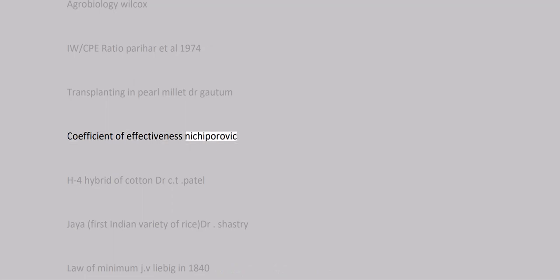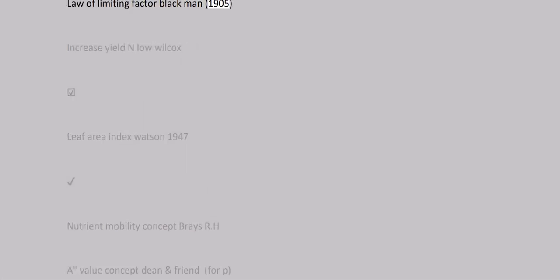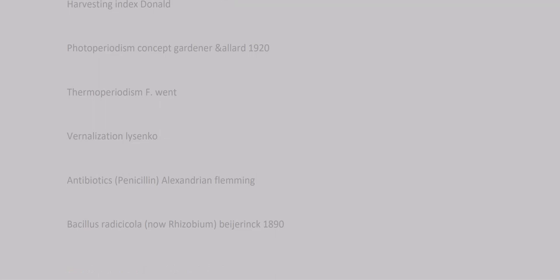Transplanting in pearl millet: Dr. Gautam. Coefficient of effectiveness: Nichiporovich. H4 hybrid of cotton: Dr. C. T. Patel. Jaya, first Indian variety of rice. Law of minimum: J. V. Liebig in 1840. Law of limiting factor: Blackman, 1905. Increase yield: Lowe and Wilcox. Leaf area index: Watson 1947. Nutrient mobility concept: Bray. Harvesting index: Donald. Photoperiodism concept: Garner and Allard 1920. Thermoperiodism: F. Went. Fertilization: Lysenko. Antibiotics, penicillin: Alexander Fleming. Bacillus radicicola, now Rhizobium: Beijerinck 1890.